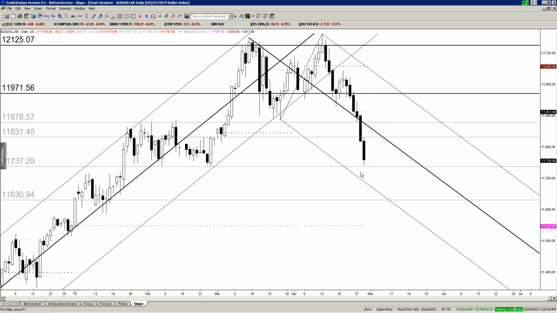Because of that, what I think we're doing here is probably nearing the end of a third wave. Again, count with me, just 1, 2, 3. Now the double top target comes in at around 10.630, which would intersect the lower parallel sometime late next Friday, on NFP Friday. So you might want to keep that in the back of your mind.